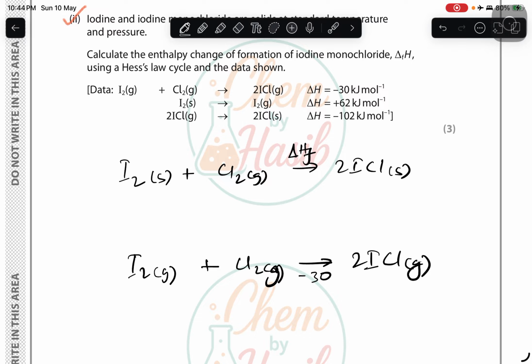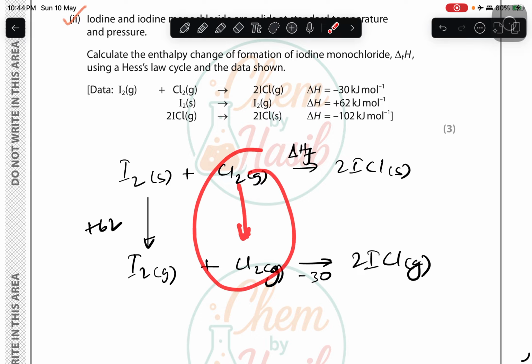And here, if you look, we can move from I2 solid to I2 gas. This equation, I2 solid to I2 gas, and the enthalpy change is plus 62. From Cl2 gas to Cl2 gas, there is no change. So you can give an arrow and write 0 here. And you may not give an arrow at all, because the enthalpy change is 0 here. From Cl2 to Cl2 is 0, right?